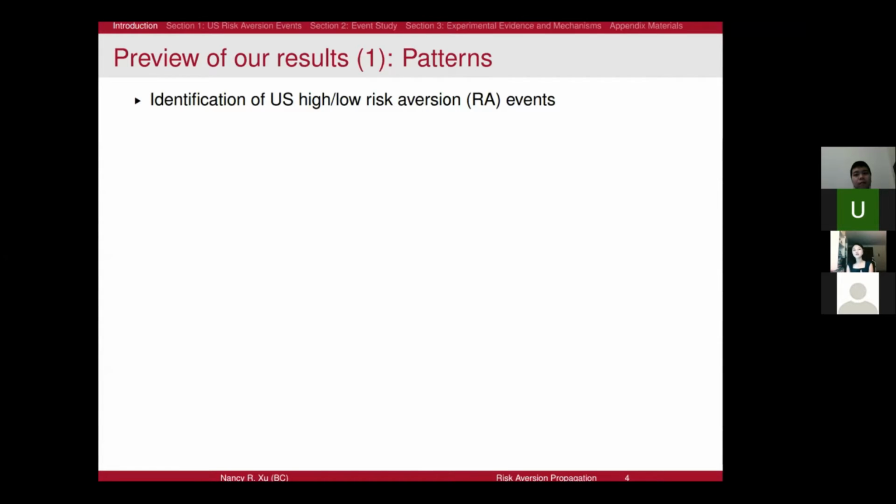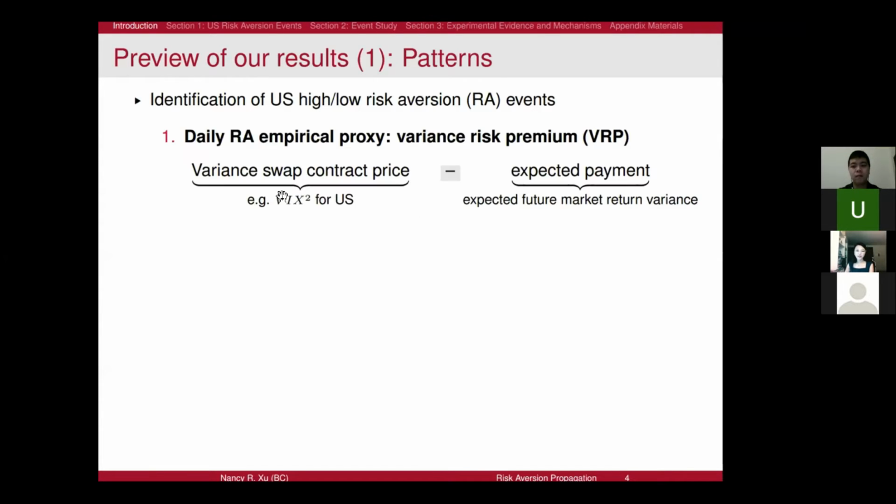You may wonder, okay, so why don't we just run regressions saying how one country's risk aversion is regressed on the other country's risk aversion? We cannot do that because it doesn't provide a causality conclusion or directional inferences, right? Given the confounding factors we have mentioned above. So our identification strategy starts with a very simple empirical proxy for daily country risk aversion. We use this variance risk premium, this concept, to be our empirical measure of daily country risk aversion.